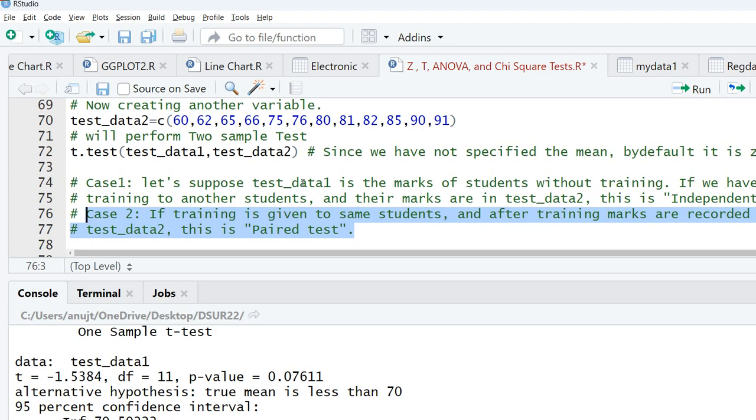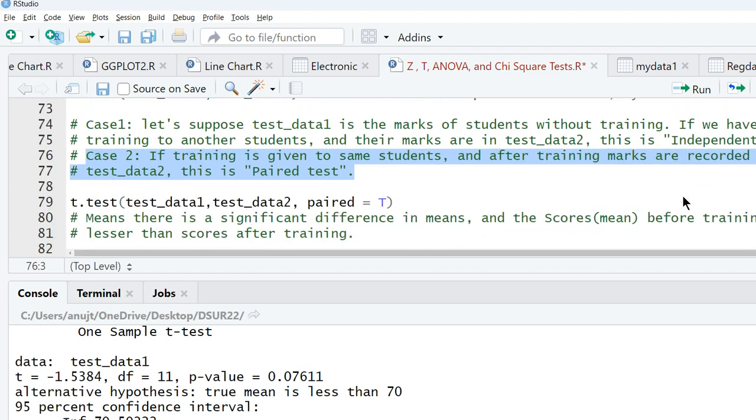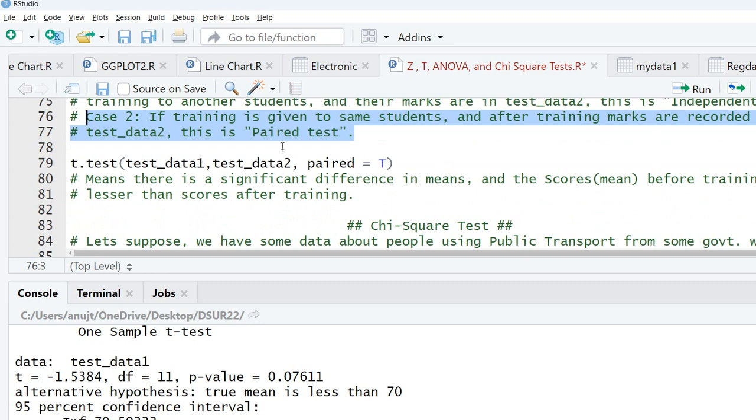So we want to check whether the training is effective. Is there a significant difference between before training and after training for the students? Is there a statistical difference in the marks of students before and after the test? Okay, so I'm doing a paired test.